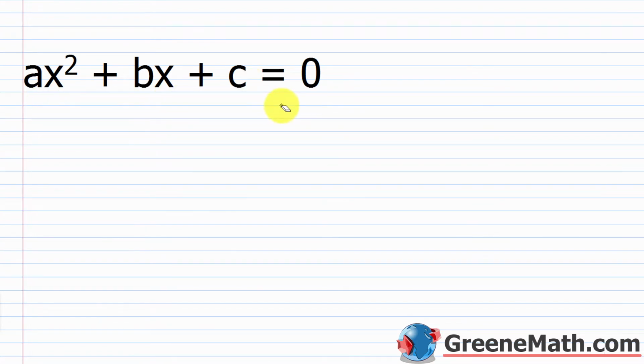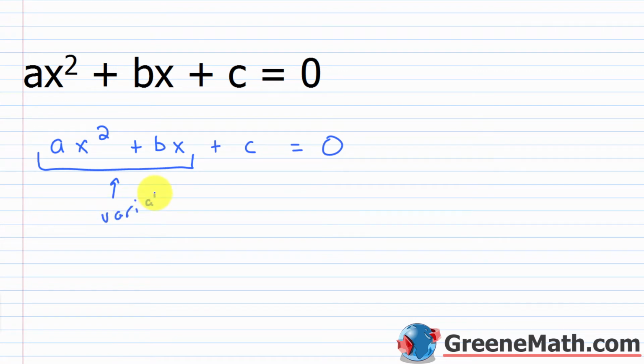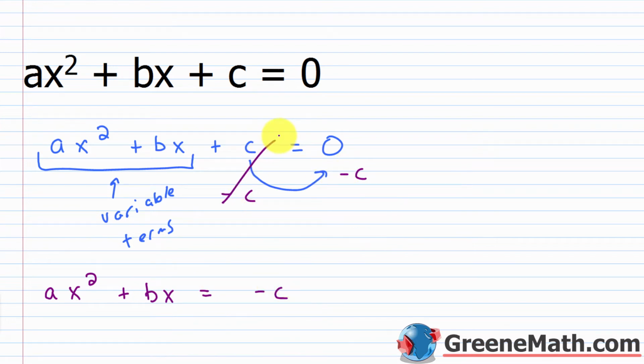Let's start out by copying this: ax squared plus bx plus c equals 0. I know I want all the variable terms on one side, and I want my constant on the other. So I have to move that over. Again, I just subtract c away from each side of the equation. So I would have ax squared plus bx is equal to negative c. This is going to cancel.